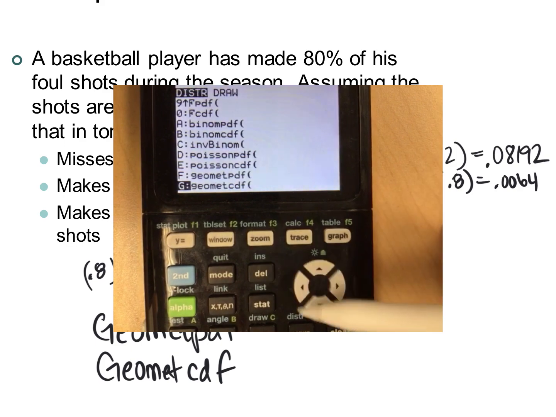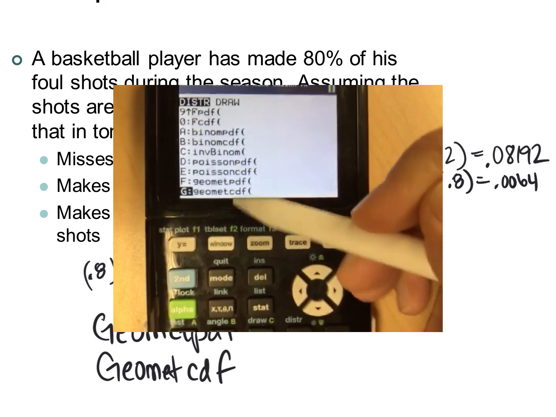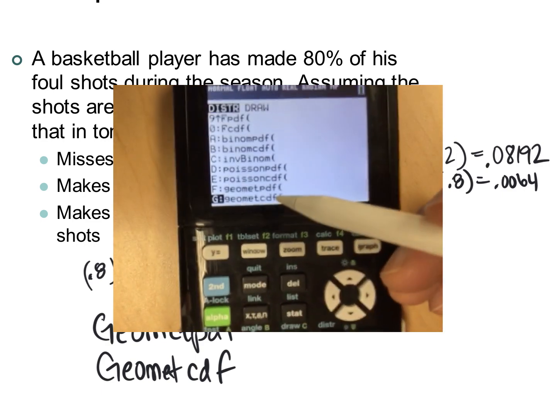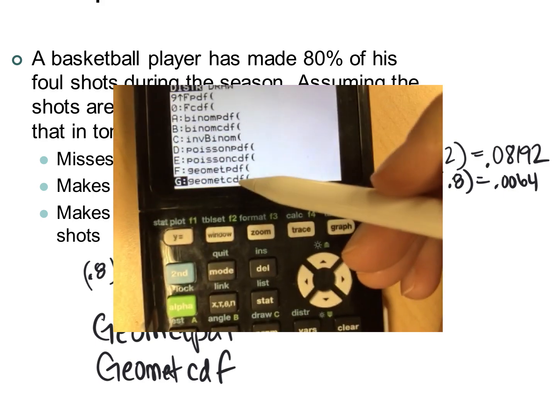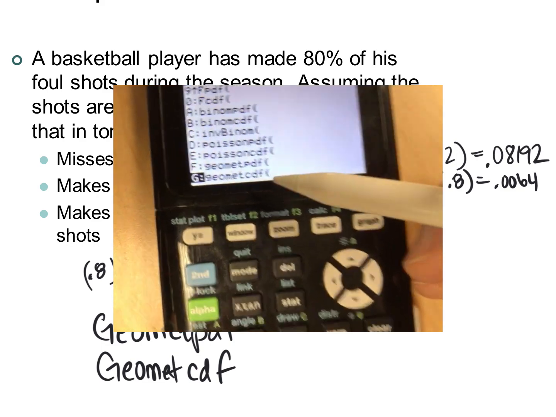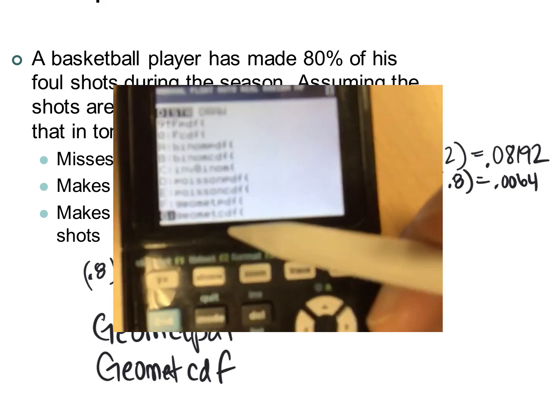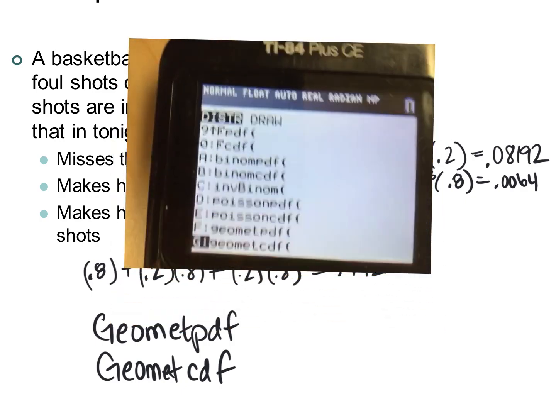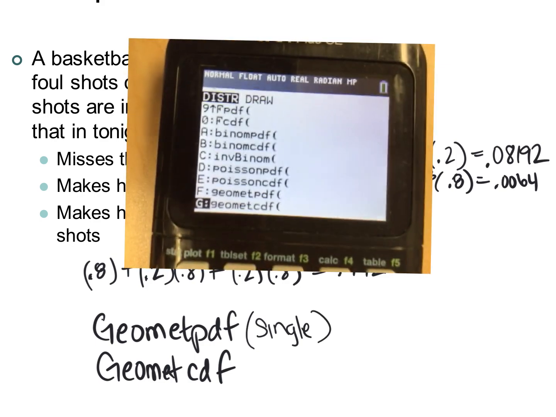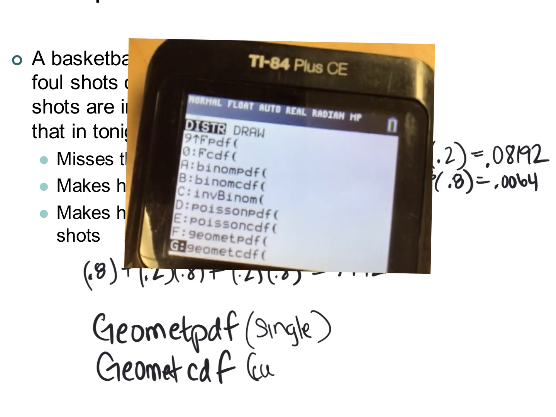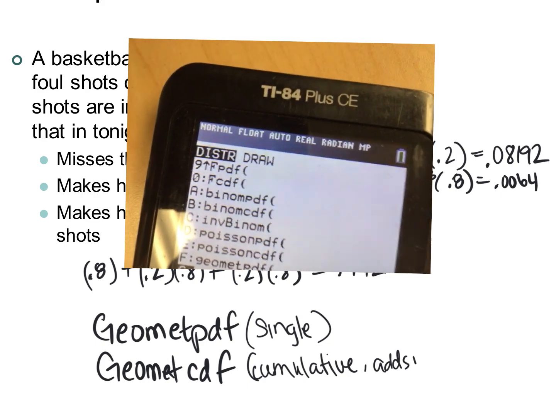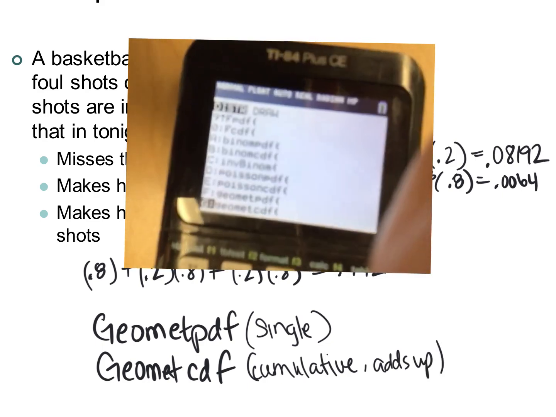Second, VARS, which is where your normal CDF is. I go up to get to the bottom of the list. You're welcome to go all the way down if you'd like, but I have Geometric PDF and Geometric CDF. Okay. PDF stands for point density function, point meaning a single value. So this is a single value. And CDF stands for cumulative, meaning it adds up the values up to the number you give it.